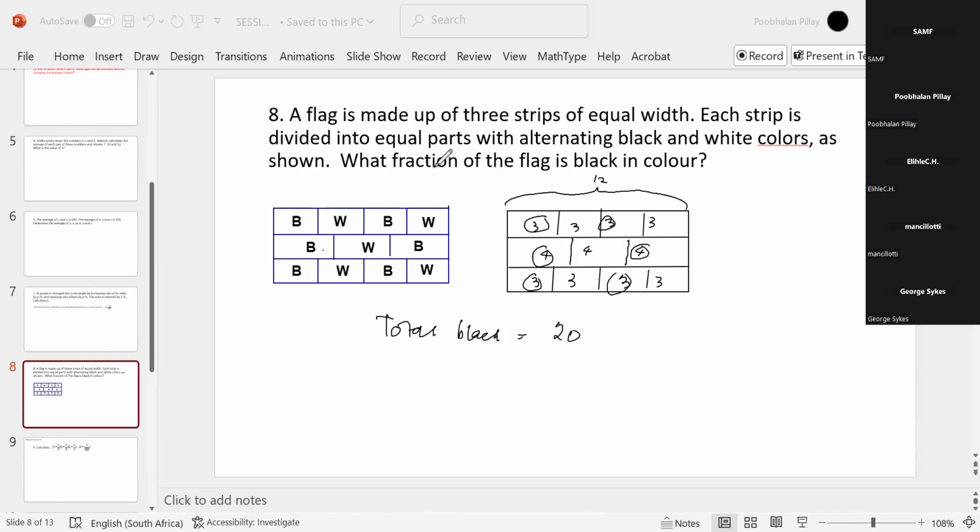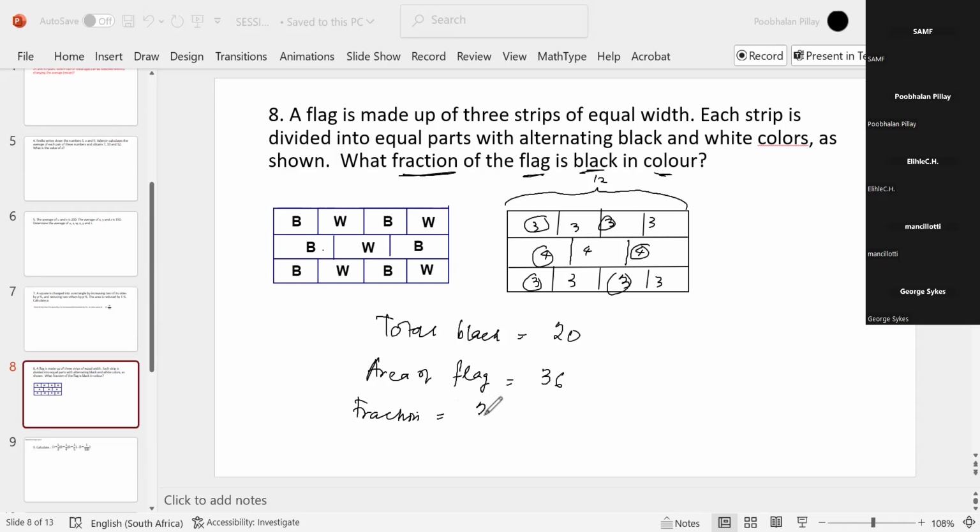And the fraction of the flag, so the area of the entire flag, we don't have to add up all these numbers, because we said each is 12. So it's 12 times 3. It would be wasting a lot of time if you're adding up 12 numbers. We already know you've got 12 occurring 3 times. So the fraction that we're looking for is the fraction of the flag painted black in color.